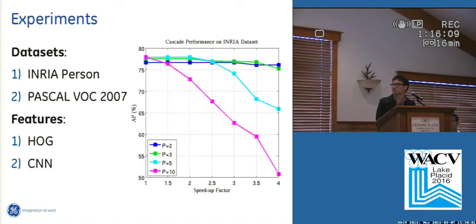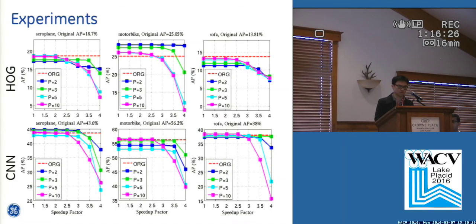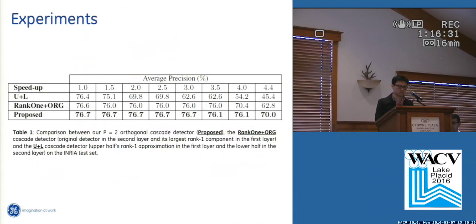One take-home message is we found there is a trade-off between the complexity of our cascade against the speed-up factor. A lower P tends to give a better speed-up effect, while a higher P tends to give a better peak performance. And these are some similar sample results on Pascal datasets.